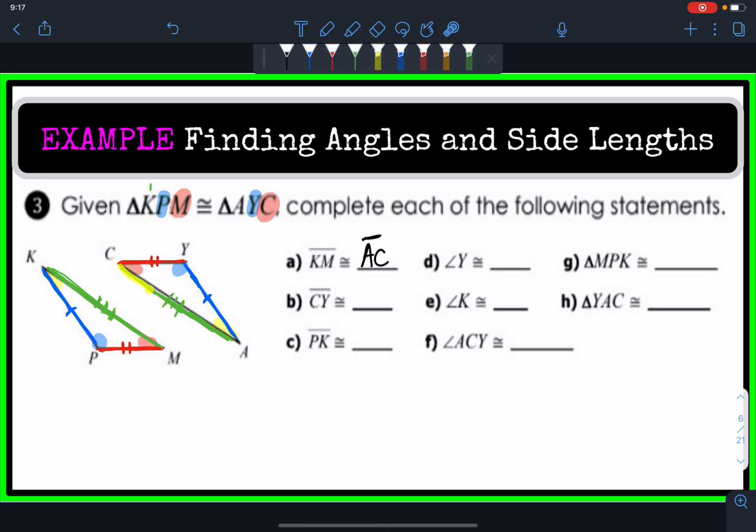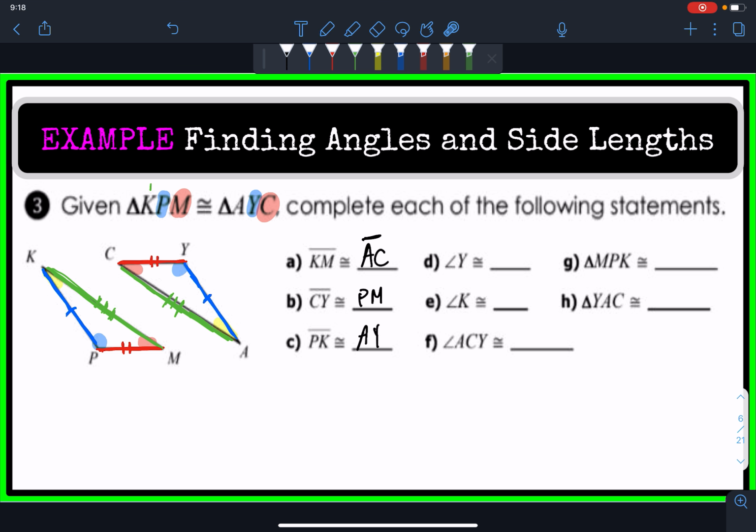I marked that A to C, which is this diagonal line here, is also green, because again, they're going to be congruent. So CY is the same thing as PM. So C to Y, the same thing as P to M. P to K is this angle right here in blue. So it's going to be the blue one on the other triangle. So that's A to Y. And if you name it Y to A, that's the same thing.